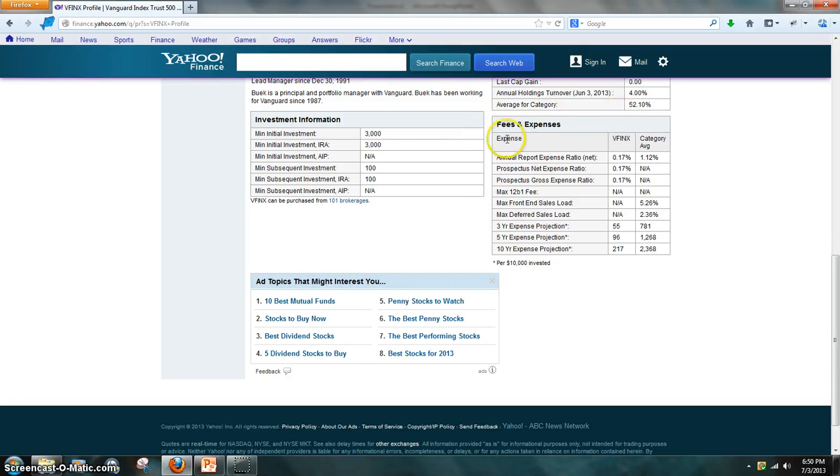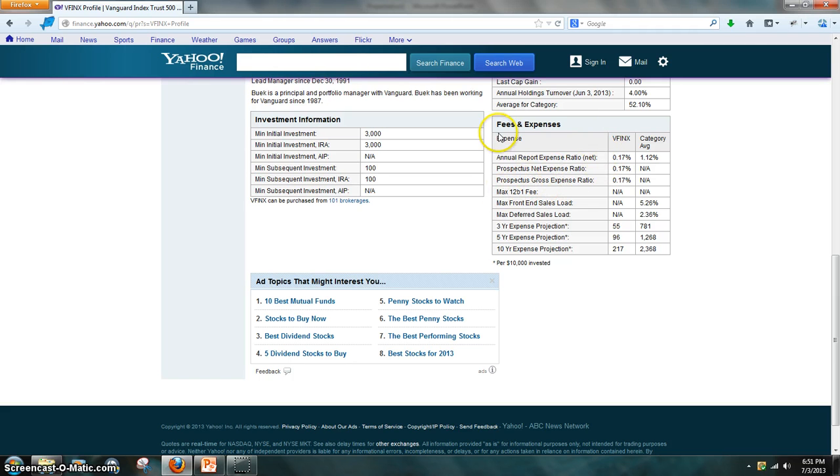Last section is fees and expenses. Very, very important as well. It shows you the fund's price tag. So how much is it going to cost you to own these funds? You can check out our website, understandingyour401k.com, for the definitions of these top 3 expenses: the annual report expense ratio, the prospectus net expense ratio, as well as the prospectus gross expense ratio. They do mean different things, and it's important that you understand that. So check out our website there.